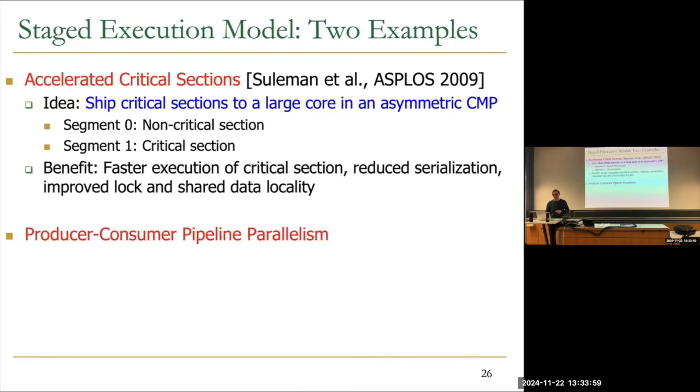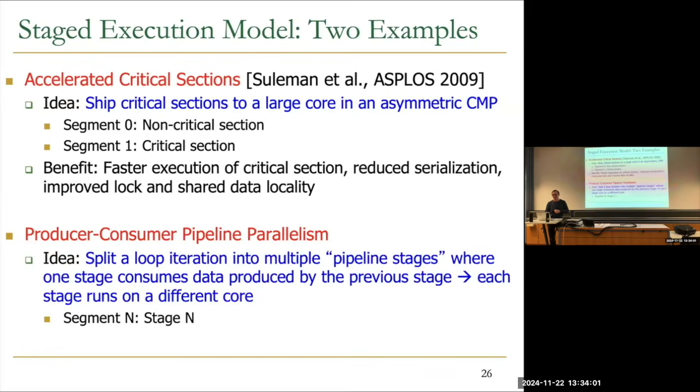Producer-consumer pipeline parallelism, we've also seen it, but to a lesser extent, perhaps. And we've seen the idea multiple times before. You split a loop iteration into multiple pipeline stages, where one stage consumes data produced by the previous stage. And each stage runs on a different core. Usually in these cases, a stage has a set of data that it operates on, so it's really exploiting locality. In this case, segment N is really stage N. So you can have millions of segments potentially, assuming you can do that parallelization nicely.